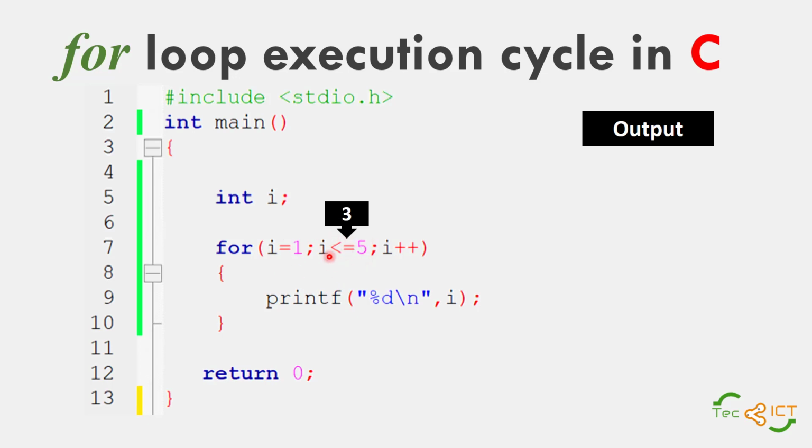Third, the condition. It checks whether I is less than or equal to 5. If it is true, the loop will be executed. It prints the value of I using the printf function. The value of I is 1.